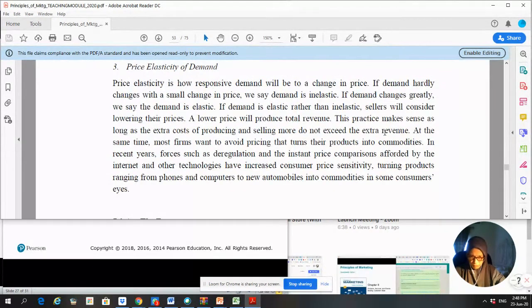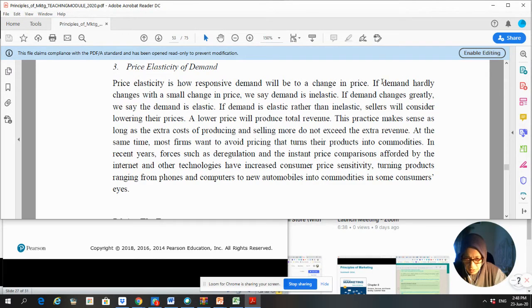Apa maksud dia kat sini? So elasticity means that we look at how responsive demand will be to a change in price. Maksudnya? Oh, okay. It means that a small change in price will reflect a greater change in demand. That is elasticity. Price jatuh sikit je, tapi demand akan naik. Orang beli ramai. Okay.